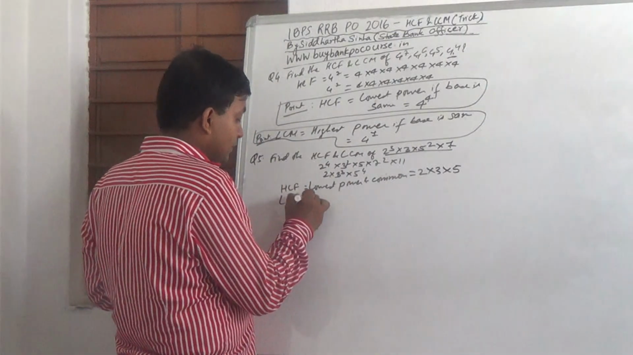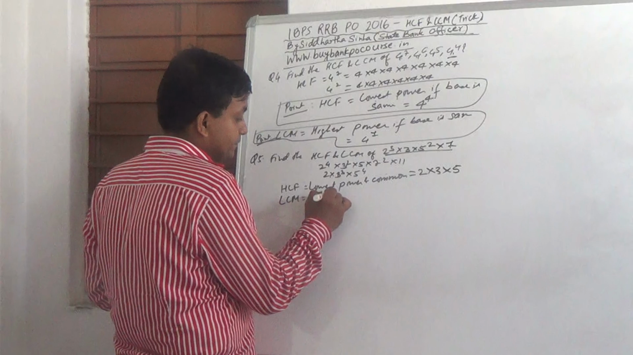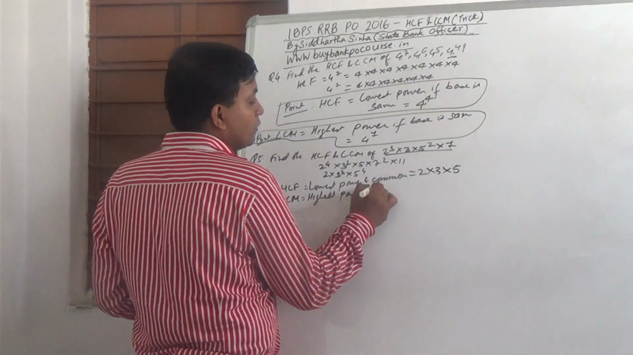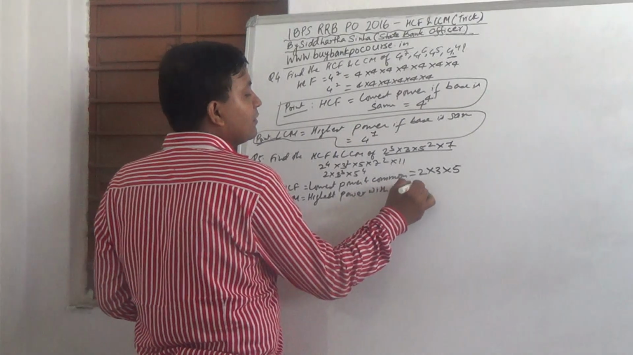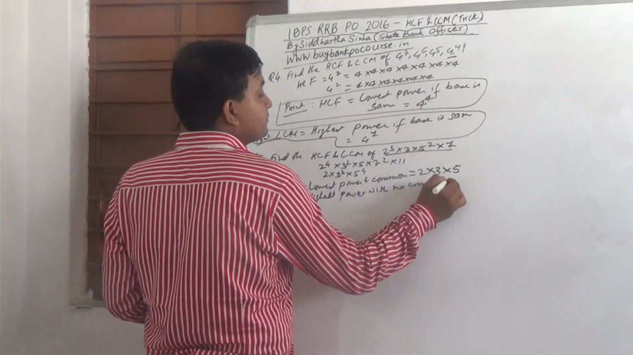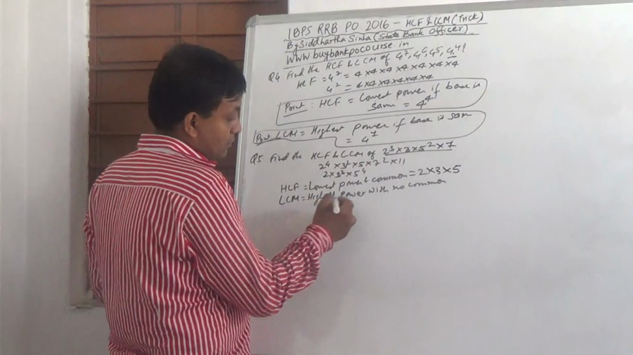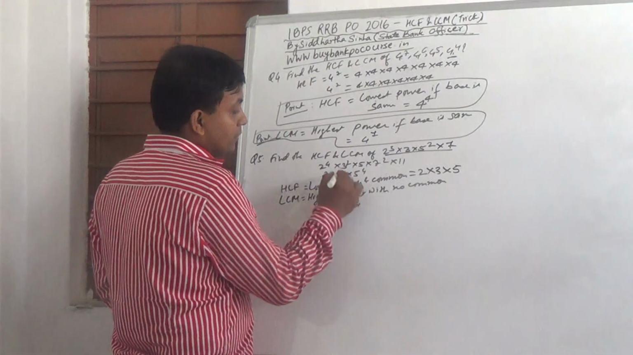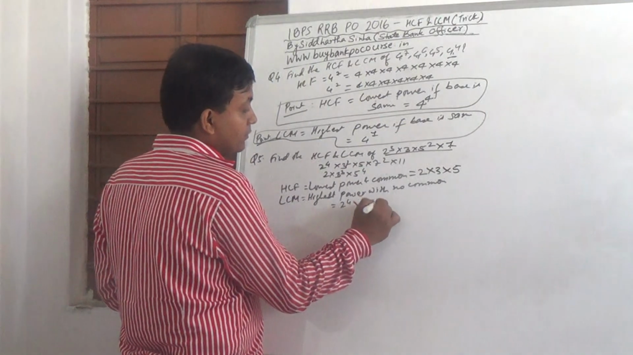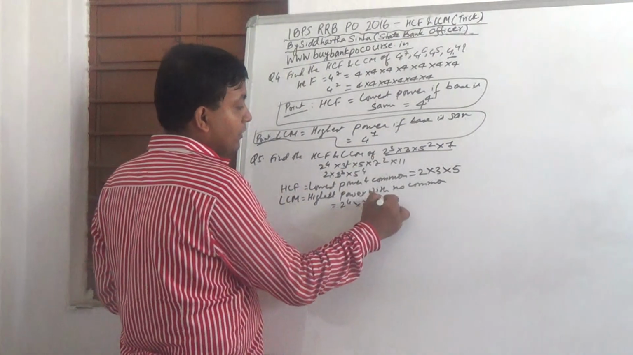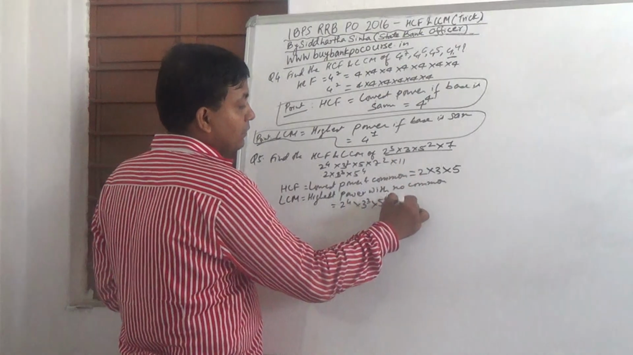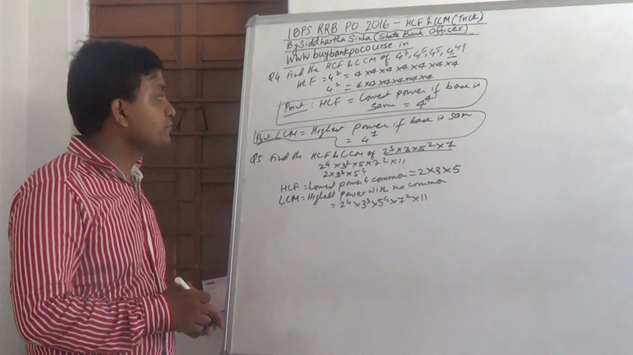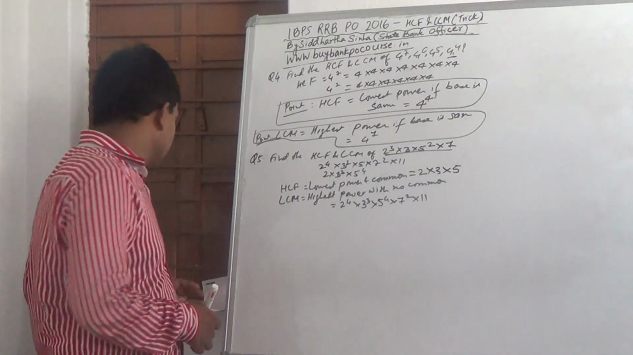Come to the LCM part. Highest power, with no common. That means it doesn't consider common factor. So 2 to the power 4 is the highest here. 3 to the power 3 is the highest here. 5 to the power 4 is highest here. 7 to the power 2 is highest here. Multiplied by 11. This is the answer given to you. I hope you got the answer.